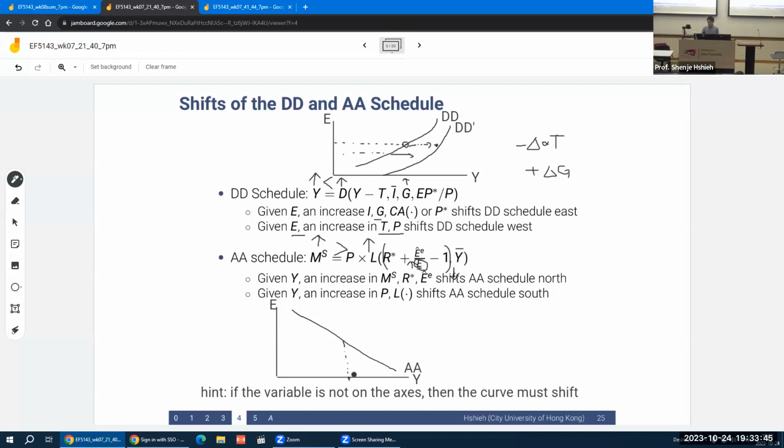So for given Y, for any arbitrary Y, this point must be at a higher level. Again, to emphasize, this Y is chosen arbitrarily. So in fact, every point on the A schedule should shift up. And therefore the A schedule is at a higher level than before.